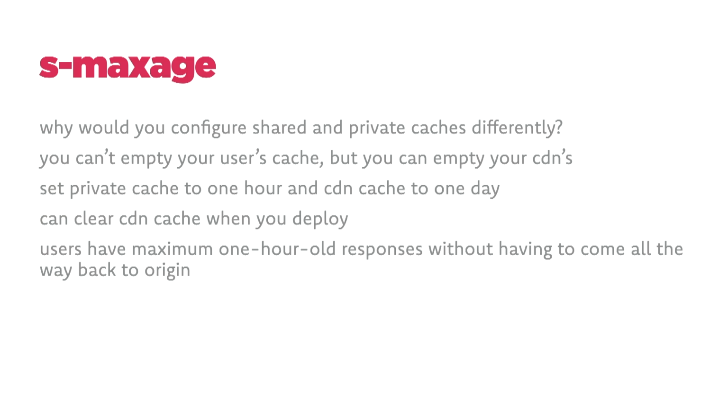Purging your CDN cache is really easy. You just log into whatever CDN you're using, purge all. You can empty your CDN cache whenever you need. So s-maxage allows for different layers of caching. Because you can't empty users' cache, but you can empty your CDN's, you could clear your own CDN cache every time you deploy. We could have maximum 1 hour old responses for visitors, but we could avoid coming back to origin until we deploy, or just once, for example, once a day.